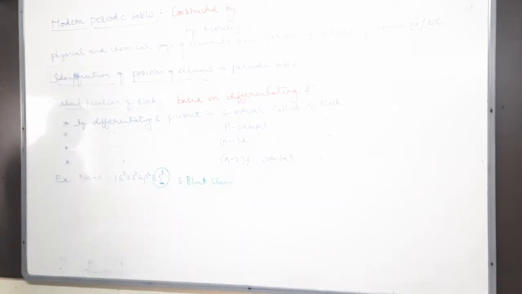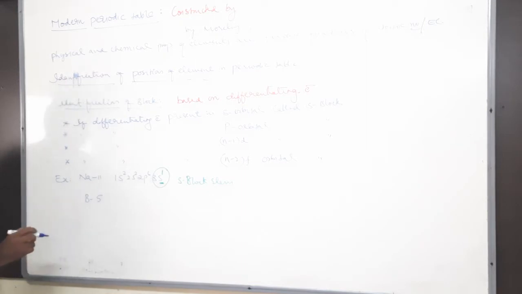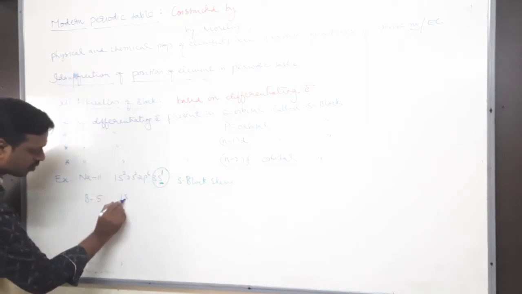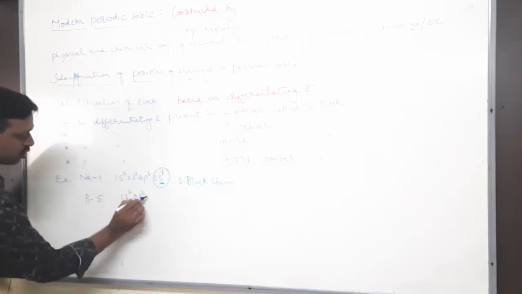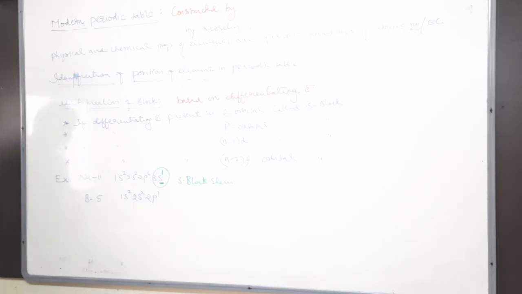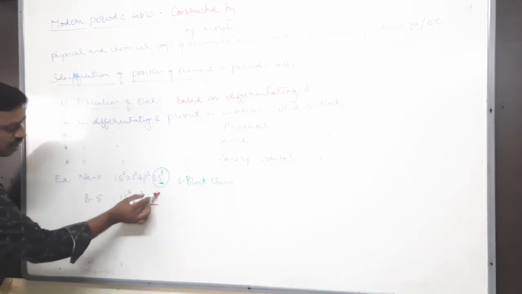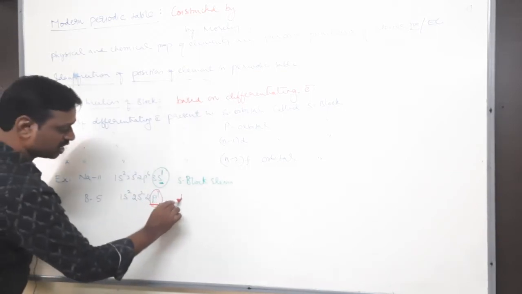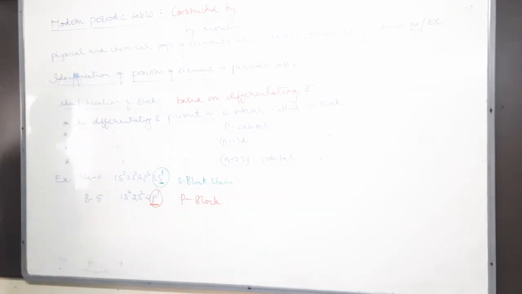Understand? Similarly, let us take boron. Atomic number is 5. Write the electronic configuration: 1s2, 2s2, 2p1. Then which is the differentiating electron here? 2p1. Where is it present? In p orbital. Therefore it is a p block element.